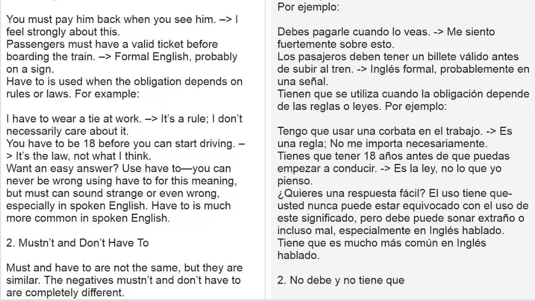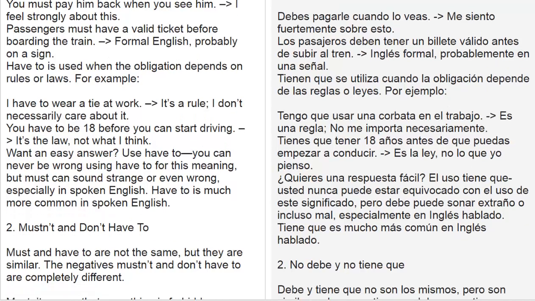Passengers must have a valid ticket before boarding the train. So this sounds very formal. Probably it's on a sign on the train somewhere, and so we use must. Have to is used when the obligation depends on rules or laws. For example, I have to wear a tie at work. So this is a rule. I don't necessarily care, but I have to. I don't have a choice.